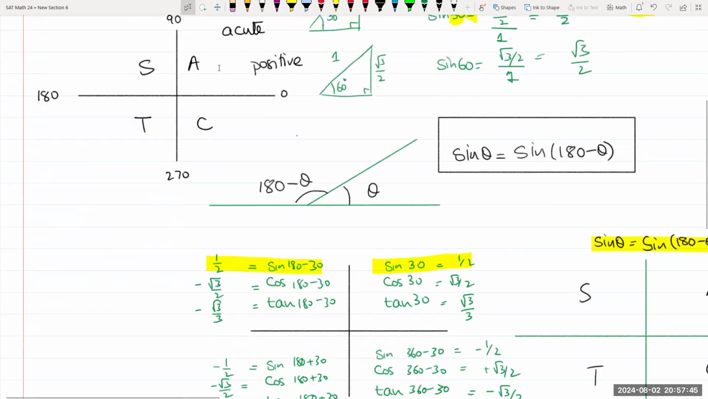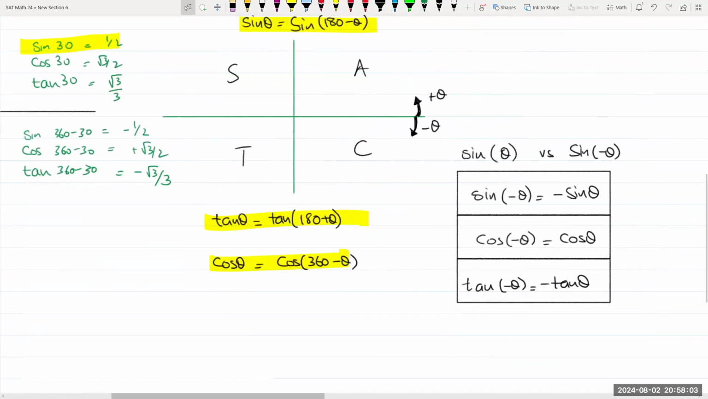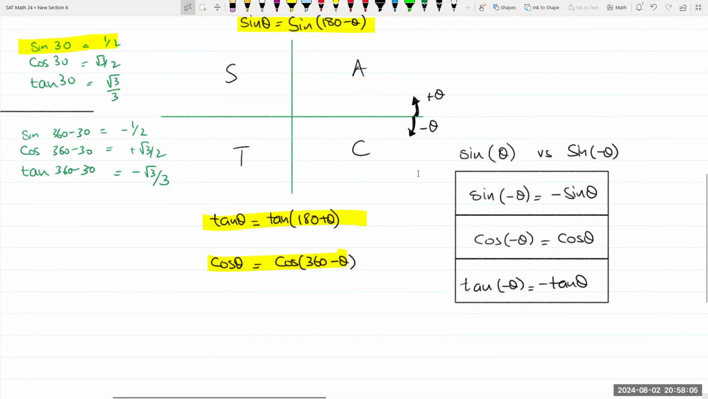ASTC yaad rakhna hai. All trigonometric ratios are positive in the first quadrant. Only sine is positive in the second quadrant. Only tan is positive in the third, and only cos is positive in the fourth. And all of them are related, provided the basic angle is the same. What's a basic angle? Basic angle is the angle made with the x-axis.